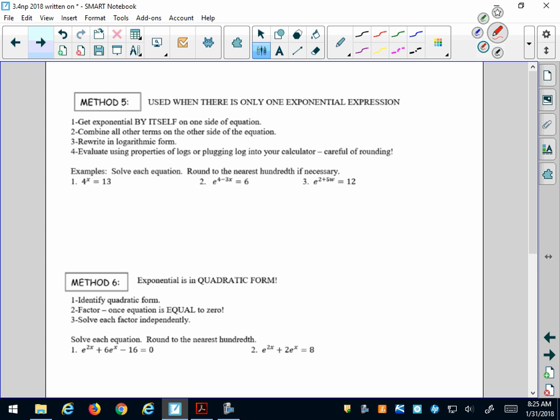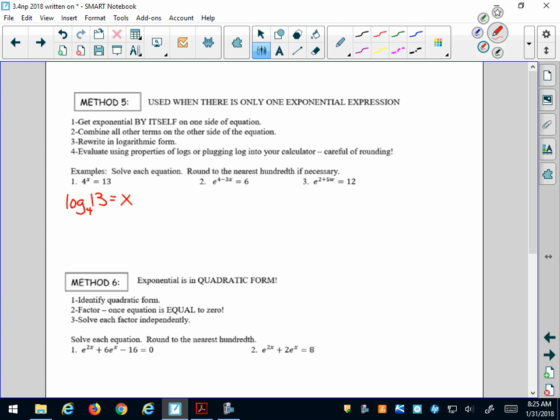So the method that they are recommending here is rewriting this in log form. So this would be rewritten as log base 4 of 13 equals x. You guys see that? Because if we rewrote it, 4 to the x equals 13. Well, now we solve for x. X is just log base 4 of 13, which we can put into our calculator.